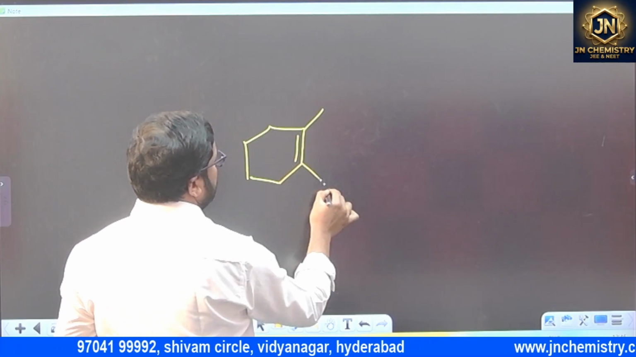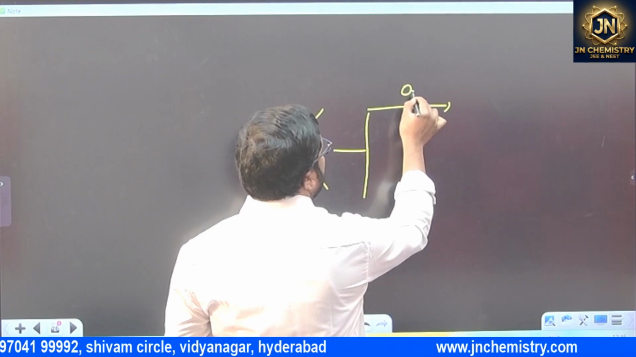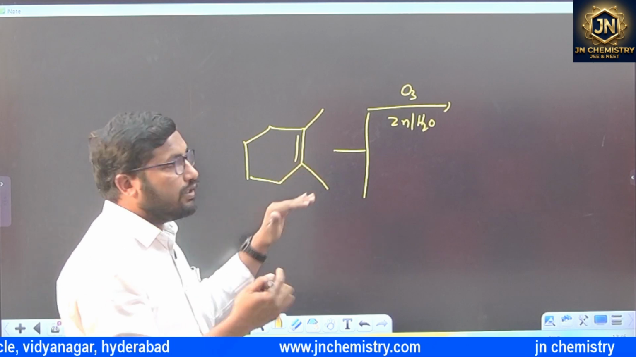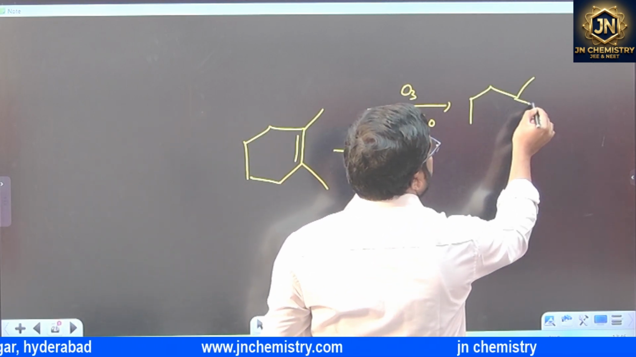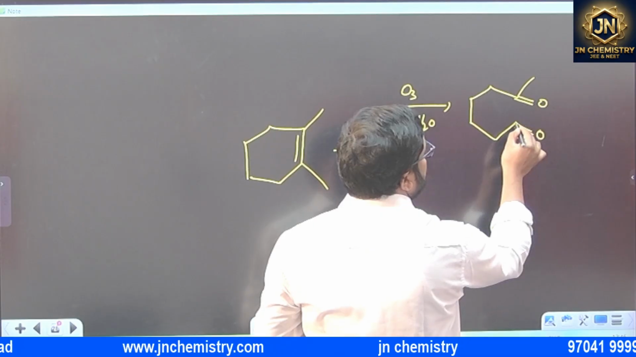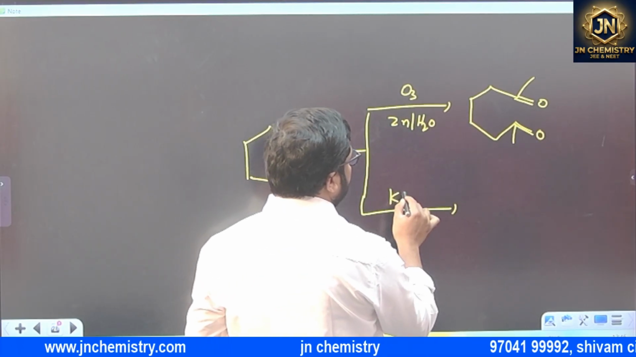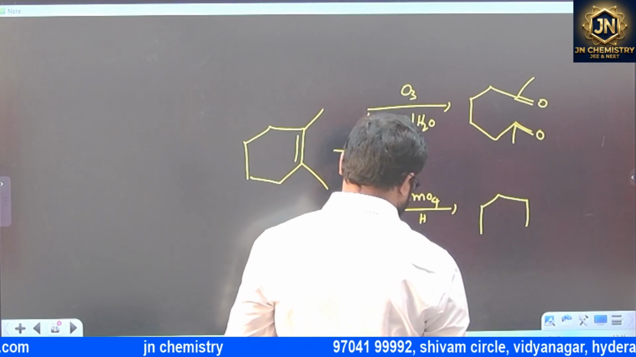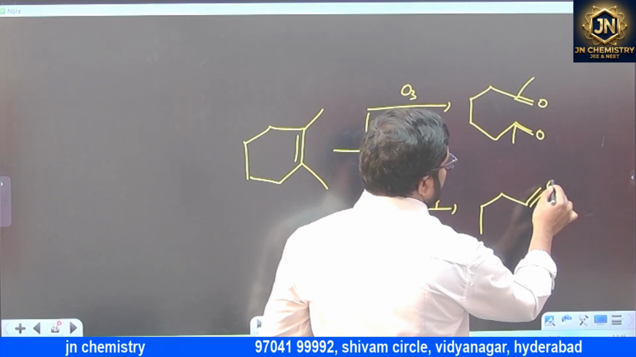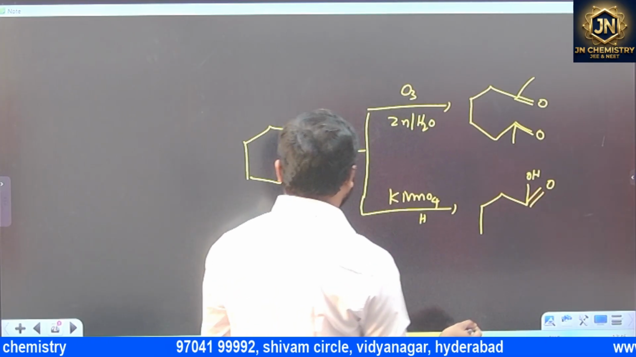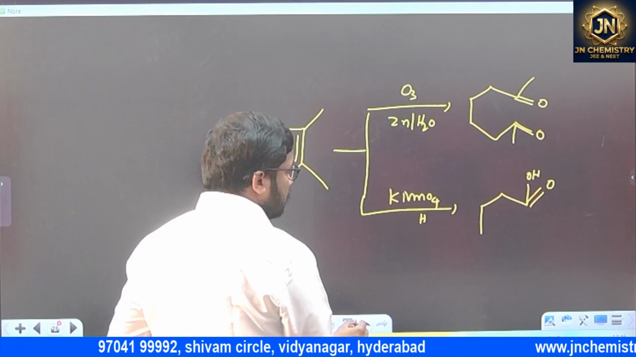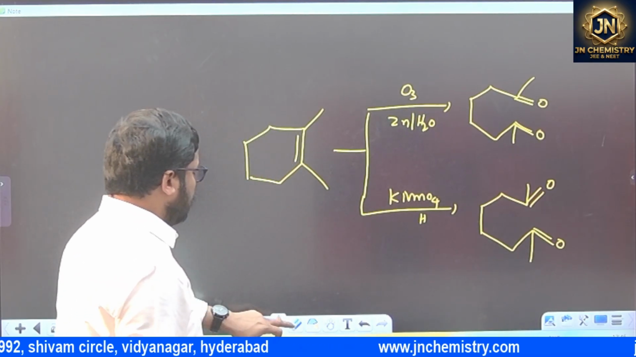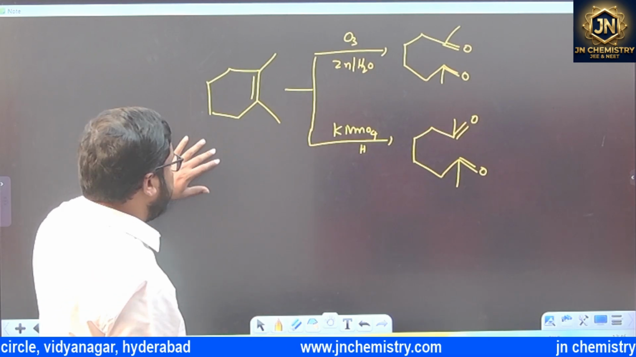In this case, if you are doing ozonolysis, O3, zinc in presence of water, here there are no hydrogens, we just need to break the bond and put oxygens on both sides. This is one. If you are doing KMnO4 in H plus, what exactly happens? OH is coming here, but there are no hydrogens, right? No hydrogens, so the same product will be formed here also. The product is also the same.